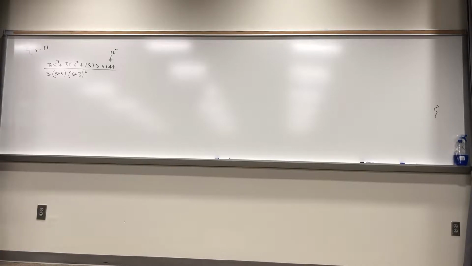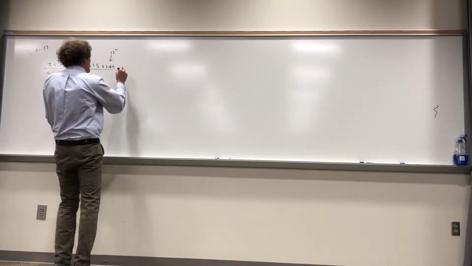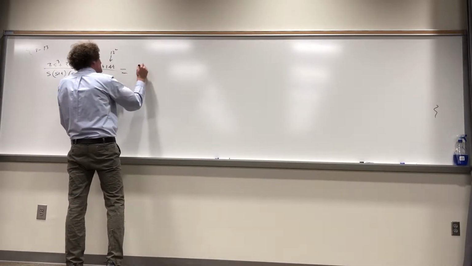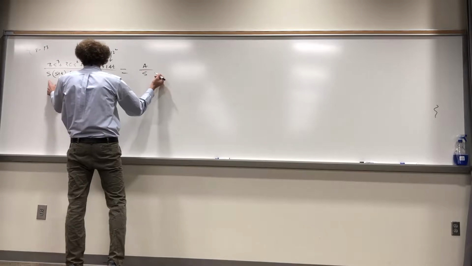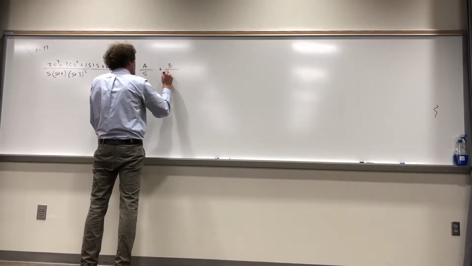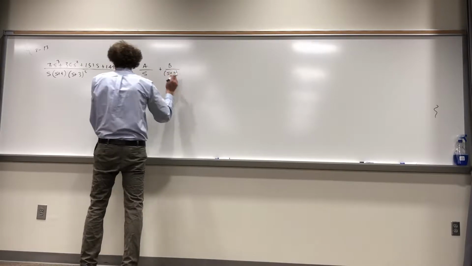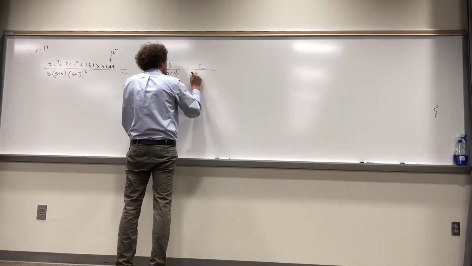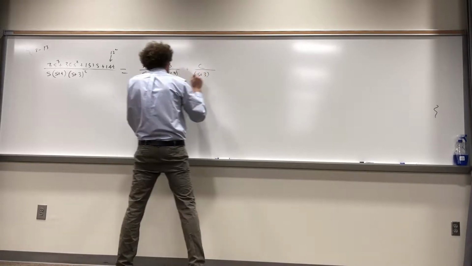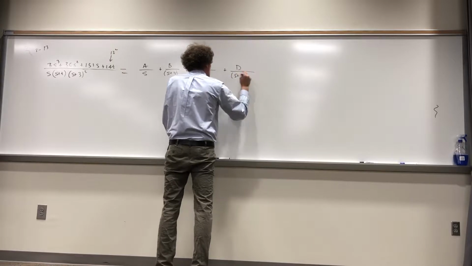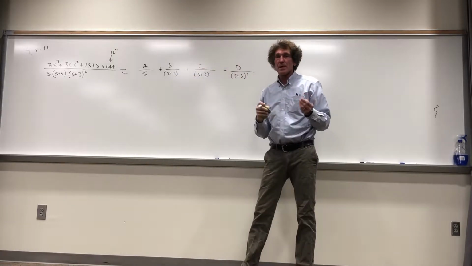Now, when I do this, I'm going to have to find basically 4 coefficients. I need the 1 over s, so I have A over s, that's the first one, plus B over (s plus 4), right? That's the second one, plus C over (s plus 3), plus D over (s plus 3) squared. Do you all understand why I've done that?